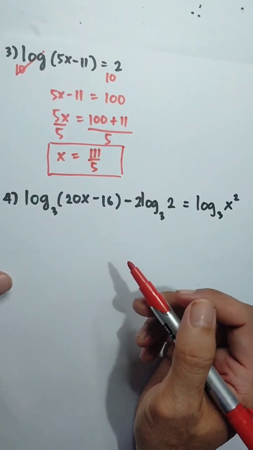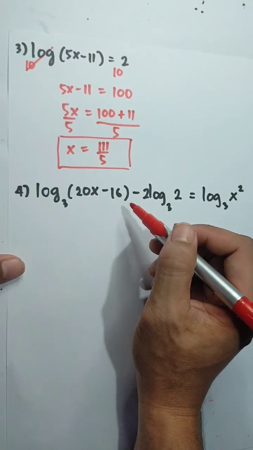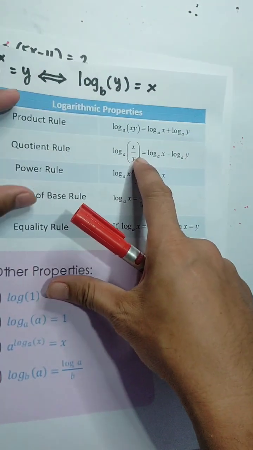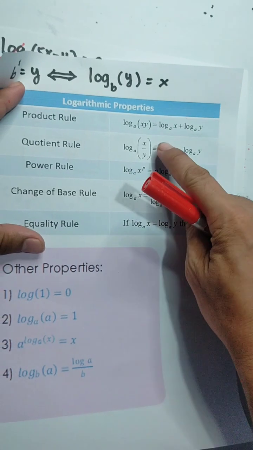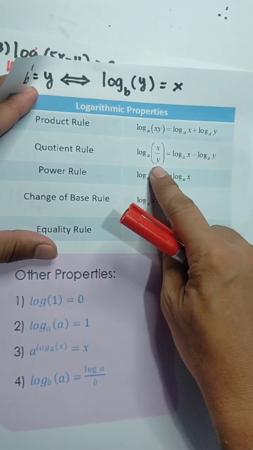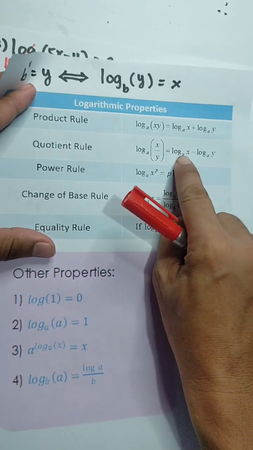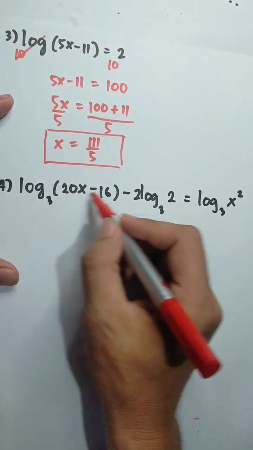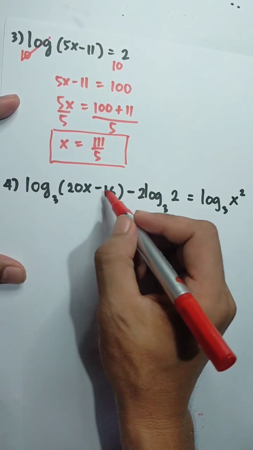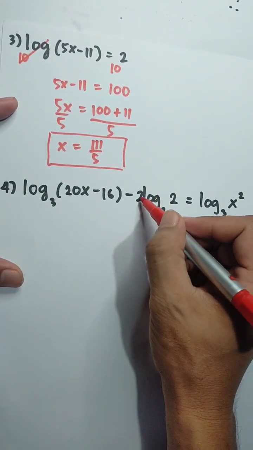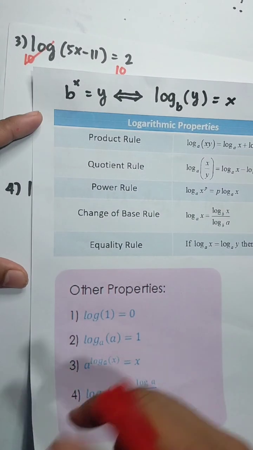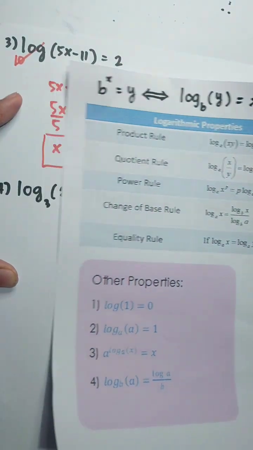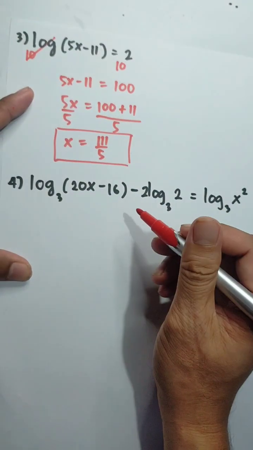Okay, let's go now to number 4. Now here we can use the quotient rule. Okay, the quotient rule is, we have a quotient of two arguments here, then we can write it into a difference of the logs. So therefore you can write this into a difference of the arguments inside here. But before that, let's use the power rule first, so that the coefficient of our log will become an exponent, so we have a single log notation.